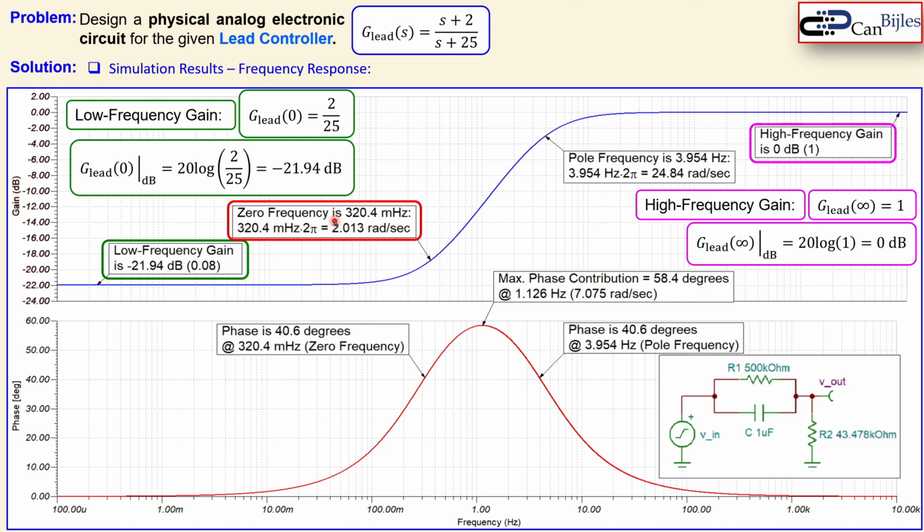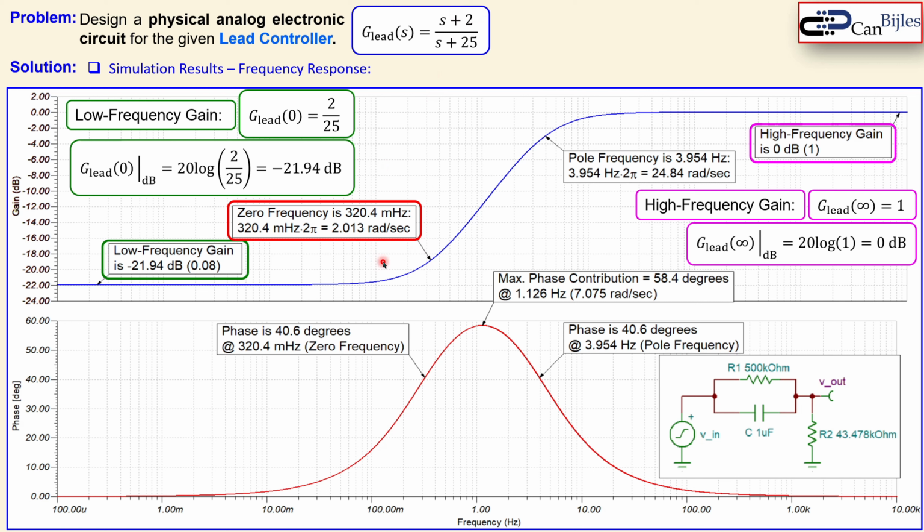The zero frequency here is given as 320.4 millihertz, or approximately 0.320 hertz. If I convert that to radians by multiplying by 2 pi f, I get 2.013 radians per second, and we had 2, so it's really close. You can see that this is indeed very close to what we were given for the lead controller. So the zero is indeed 2, and we had 2.013.